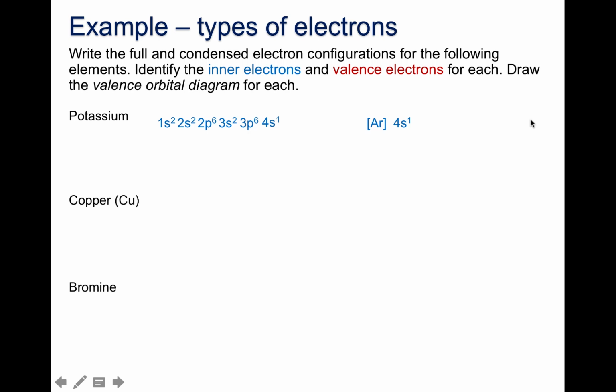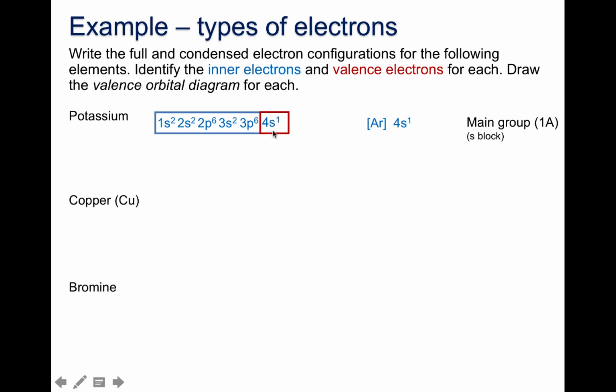And when we're identifying the inner electrons and valence electrons, we want to see, is this a main group element or a transition element? And you know potassium is a main group element. It's in the S block. And so it's the highest energy level in any S and any P sublevels that are in that highest energy level. So in potassium, the highest energy level is 4, and there's only an S sublevel. So the only valence electrons are going to be these 4s electrons. And so everything that comes before that, those are inner electrons.